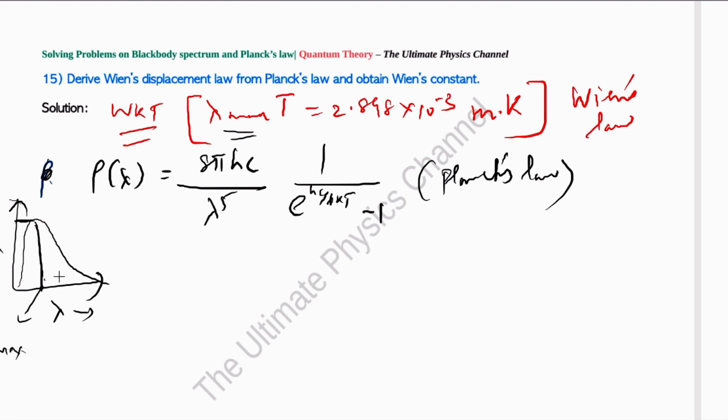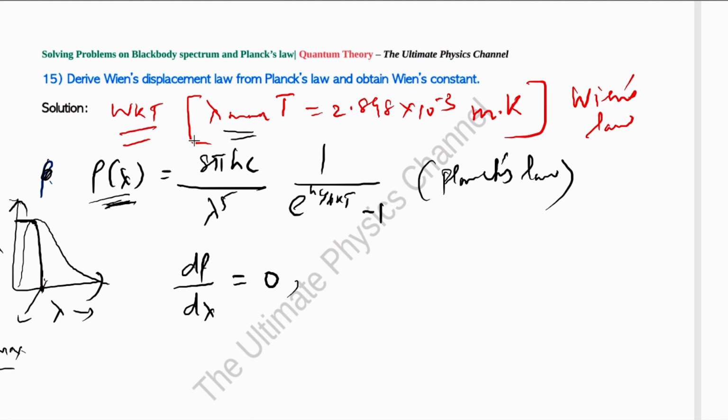So in order to get the maximum of this function rho, which occurs at this point, the corresponding lambda can be obtained by taking this rho and differentiating it with respect to lambda and setting that differential d rho over d lambda to be equal to 0. So when d rho over d lambda becomes equal to 0, we get the maximum of the function rho, and the corresponding wavelength is lambda max, right? So this has to be done now.